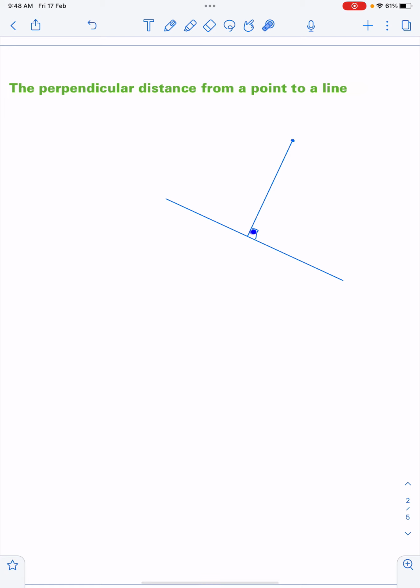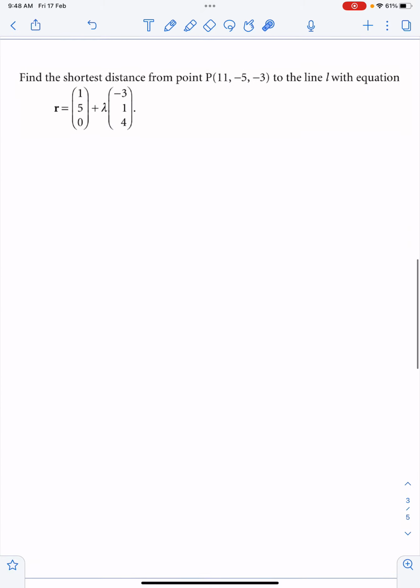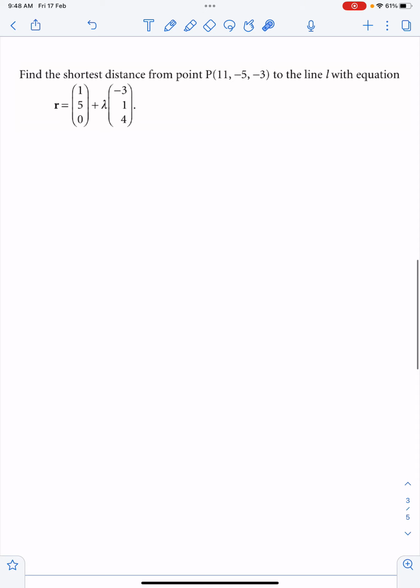We have done this in coordinate geometry in ADMATS and even in P1, how to find the perpendicular distance between a point and a line, but here we are using vectors to do the same. Okay, let's start with this. Shortest distance from the point P to the line with this equation.